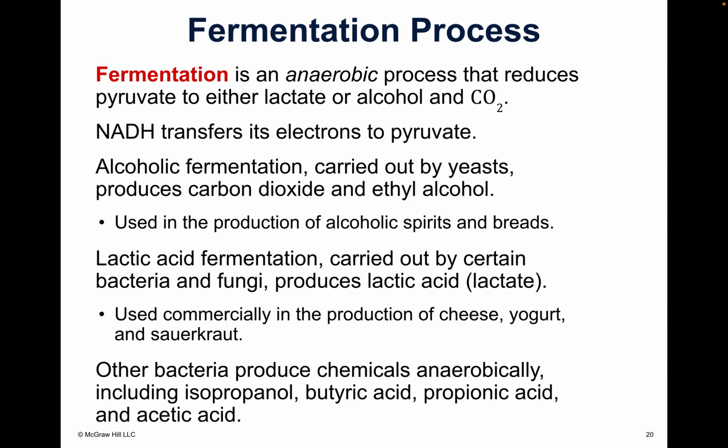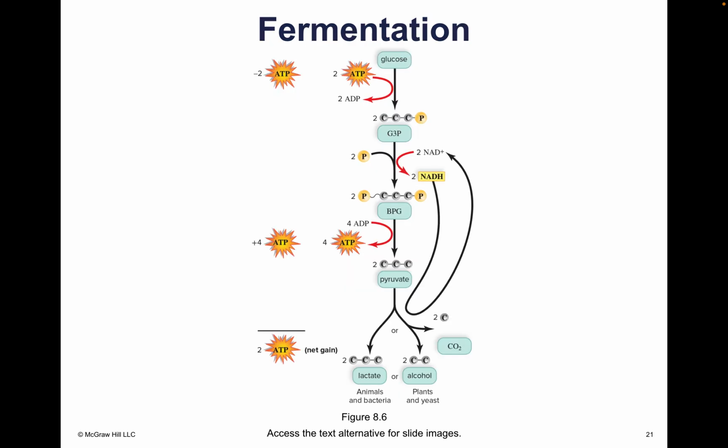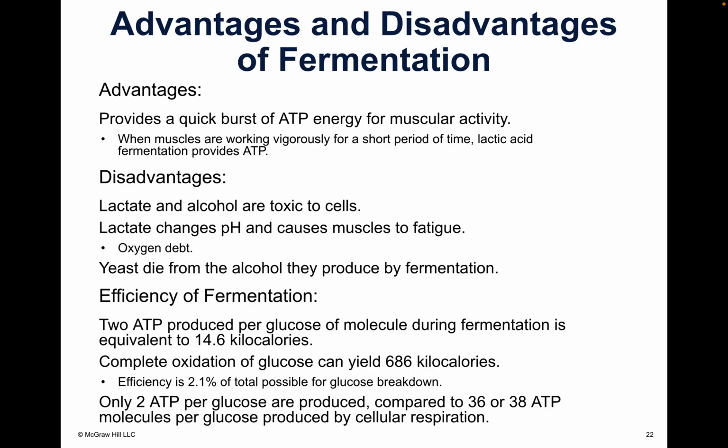Lactic acid fermentation, carried out by certain bacteria and fungi, produces lactic acid or lactate. That's where you get your cheeses and your yogurt and your sauerkraut and stuff from. Other bacteria produce chemicals anaerobically, including isopropanol, butyric acid, propionic acid, and acetic acid. So that's a process of fermentation. You don't need to know that.